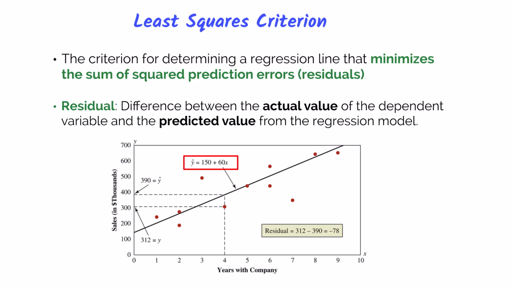So the red dots here represent the actual values, or the values from the employees in terms of how many years they have worked at the company and their sales. The residual is the difference between the dots and the value from the best fitted line. So for example, this employee here had 312,000 sales and was with the company for 4 years. The predicted sales is 390,000 for 4 years. Therefore, the residual for this data point is 312 minus 390, or negative 78.